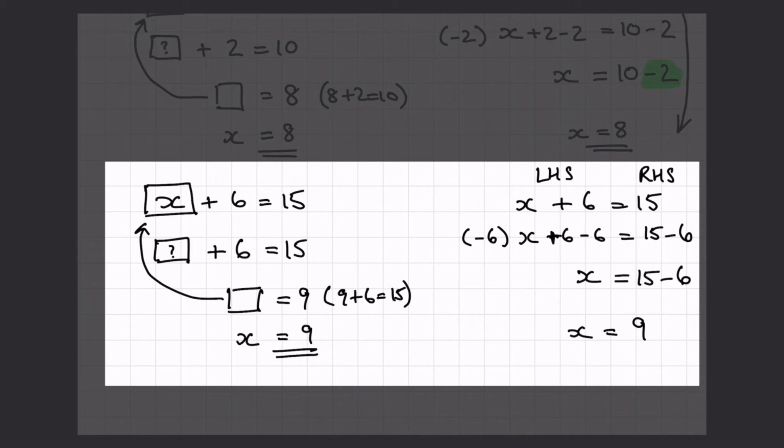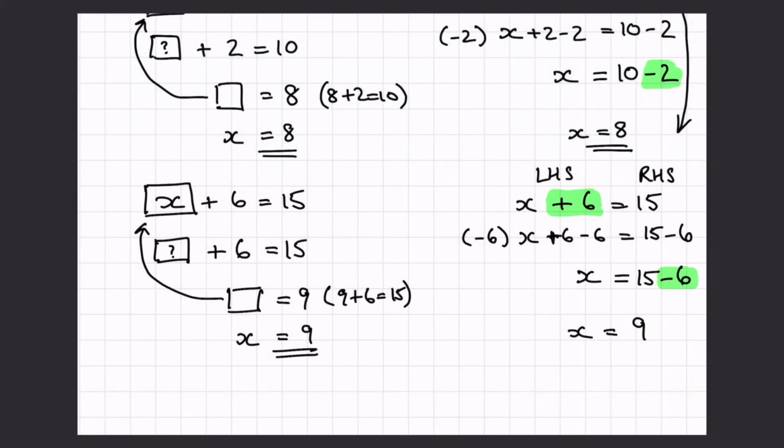And again, look what's happened. Our +6 on the left-hand side of the equation we have now moved over to the right-hand side of the equation, and it's gone from +6 to -6. That's what we mean when we're talking about transposing. And of course, 15 subtract 6 is equal to 9.